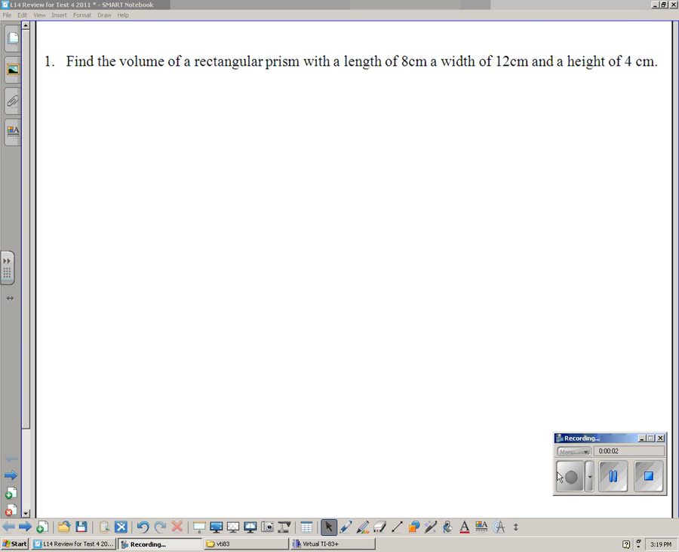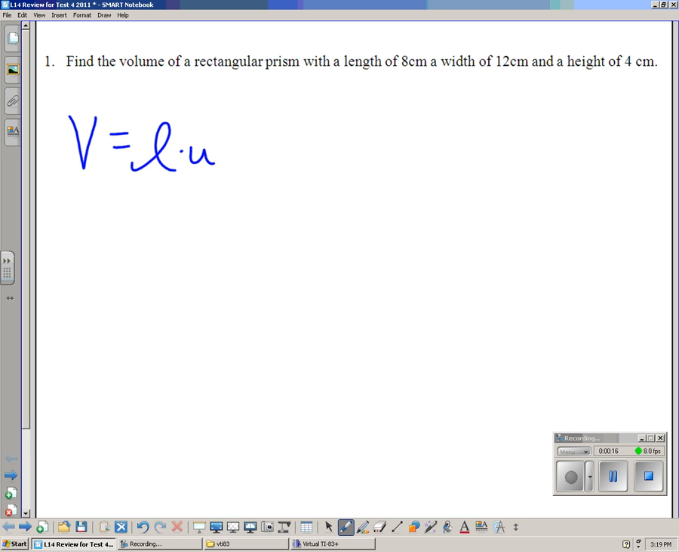Okay, this is the video for the 3D geometry test. These are all the review questions. Find the volume of a rectangular prism with a length of 8, a width of 12, and a height of 4 centimeters. Most of you know the volume formula for a rectangular prism. It's length times width times height. So this is a very easy question.